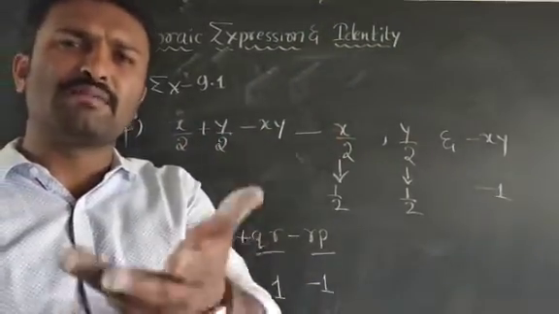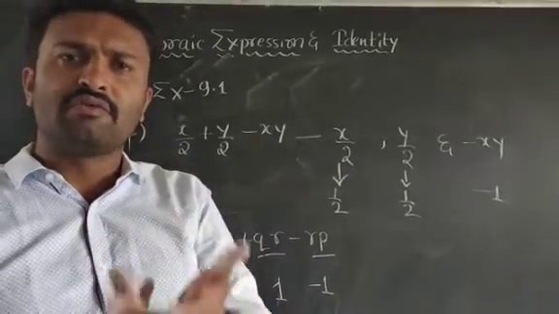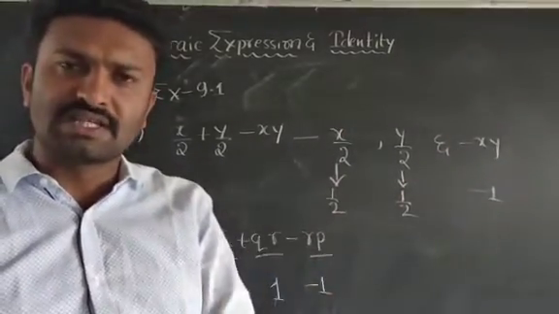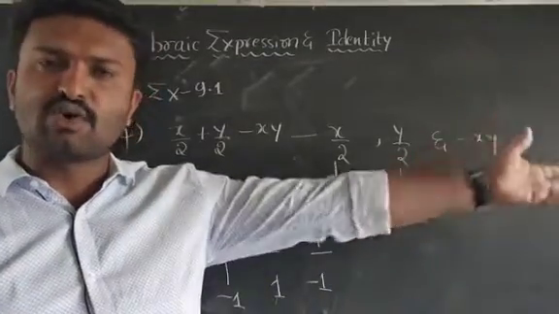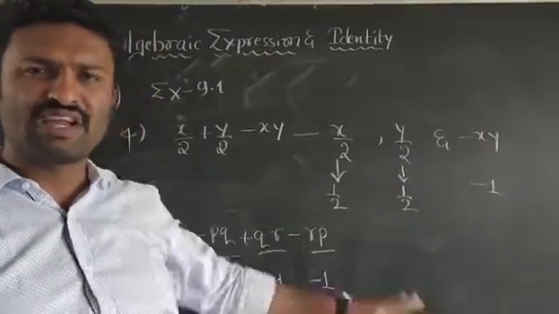We discussed already monomial, binomial, trinomial and polynomial. One term is there is monomial, two terms are there is binomial, three terms are there is trinomial, and more than three terms is called a polynomial. Okay? This is very simple.